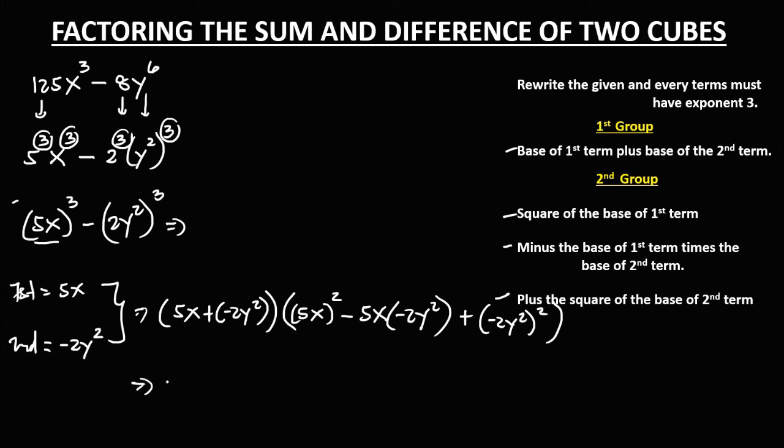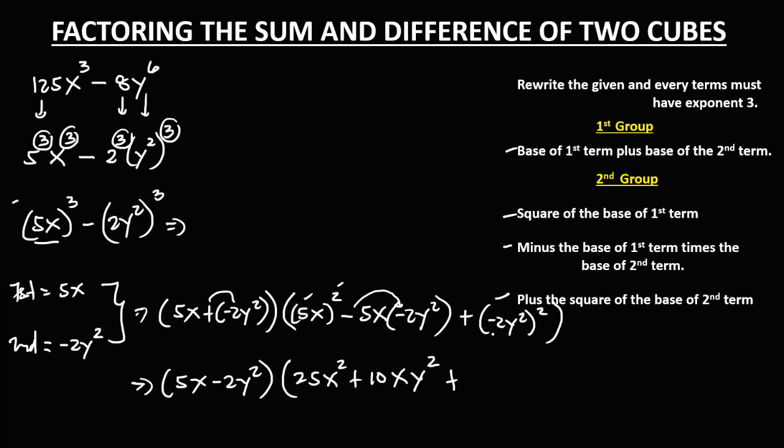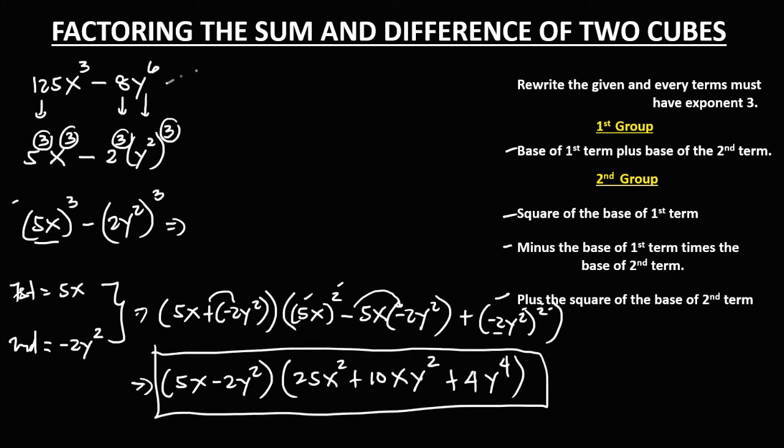Then simplify. So we have now 5x plus negative, this one is negative 2y squared, then times 5 squared, this one is 25, then x squared. Then this negative times negative, so negative 5 times negative 2, this one is positive 10, then x, y to the power 2. Then plus this negative 2 to the power 2, this one is positive 4, then 2 times 2, that's 4, so y to the power 4. So these are the factors of this equation.